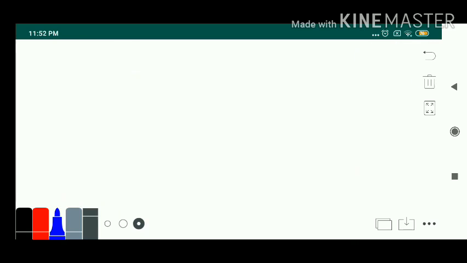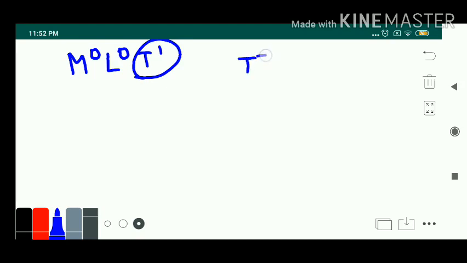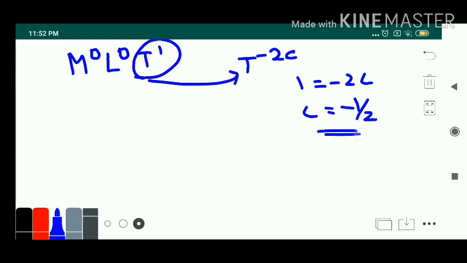So what was on the LHS side, guys? It was M0, L0, T raised to 1, right? So that means T raised to 1 term is 1. And what was the T raised to term in the RHS side? It was T raised to minus 2C. So equate these two, guys. I can easily say 1 is equal to minus 2C, or C is equal to minus 1 by 2. So you got this value. Similarly, you had B is equal to 0, right? Keep it as it is.